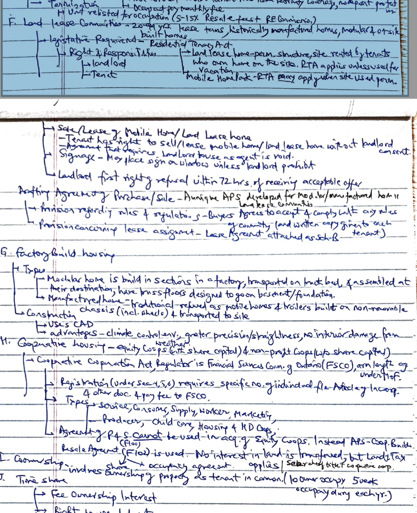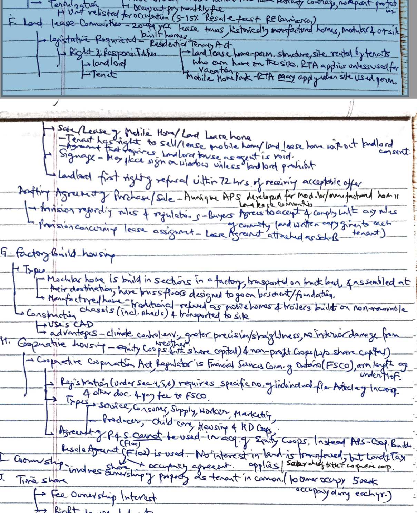Homes proceed through an assembly line process involving various workstations. The homes, complete with all the mechanical systems and interior finishes, are then transported by specially designed transport vehicles and delivered for placement on the basement, with only the exterior finish approaches and landscaping to be added following installation. The types of factory built homes are modular homes and manufactured homes. For the construction, CAD is used. The advantages are the climate controlled environment, greater precision, straightness, and no interior damage from the weather.